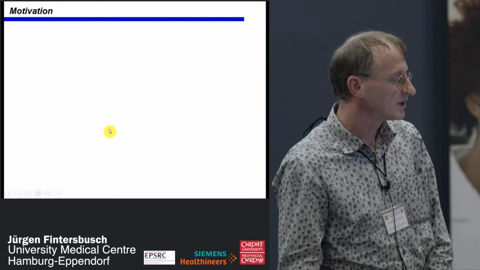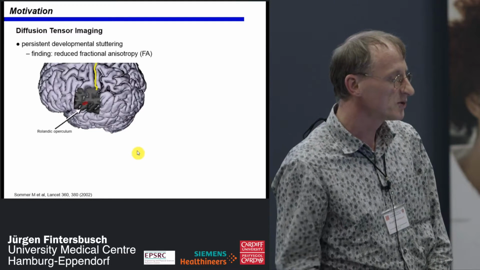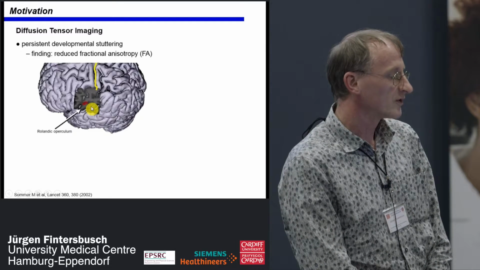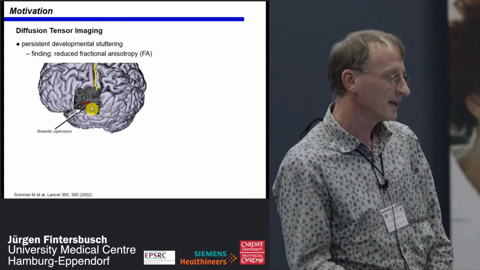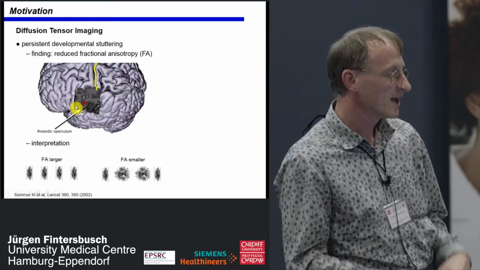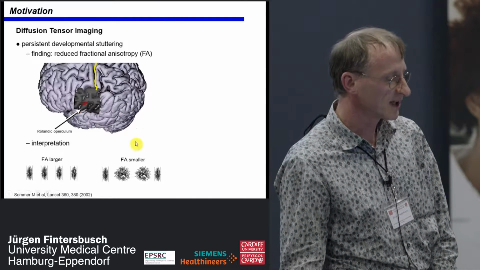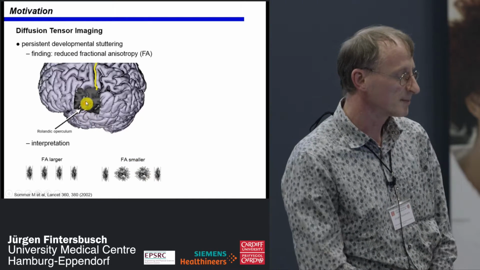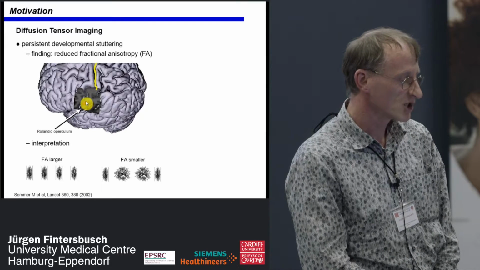Our interest in double diffusion encoding was triggered by a diffusion tensor imaging study that showed reduced values for the fractional anisotropy in the brain of a group of volunteers having persistent developmental stuttering. The interpretation of these findings may be straightforward. Because you usually assume that the axons provide the major contribution to the FA, you could argue that this represents a loss of axons, a loss of fiber density in the affected regions, which would explain the reduced value for the FA. But that's just one of the potential explanations.